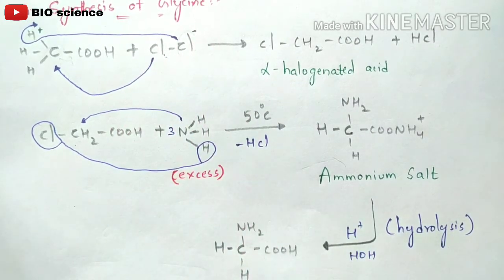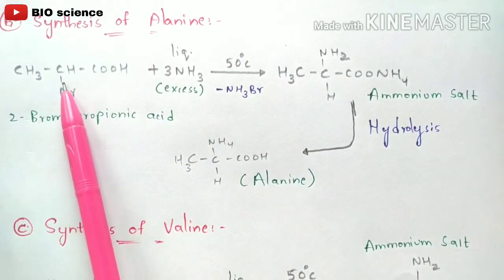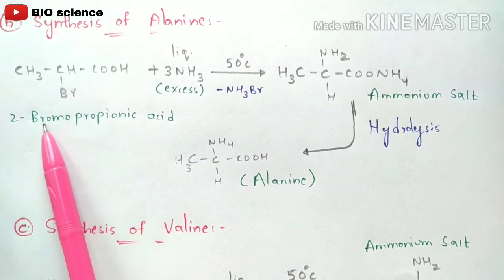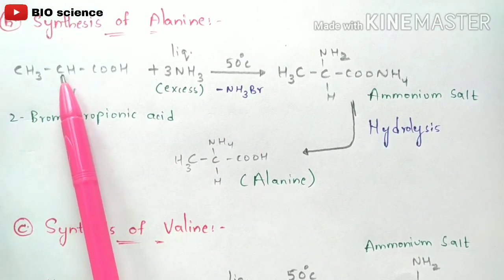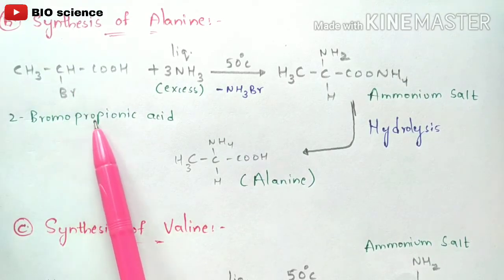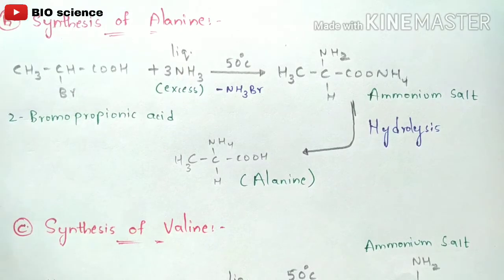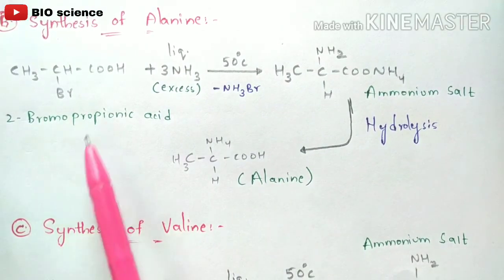So now let us take the second example, called alanine. Second one, synthesis of alanine. Here we are going to take another alpha halogenic acid, 2-bromopropionic acid. Here the bromine is present at the second carbon, right? So 2-bromopropionic acid, because 3 carbon atoms are present over here. So the IUPAC name is 2-bromopropionic acid.